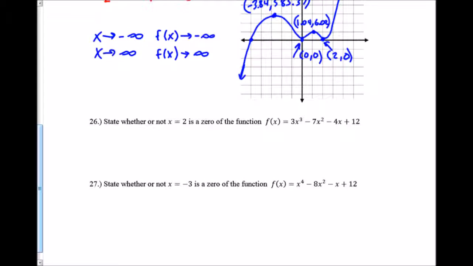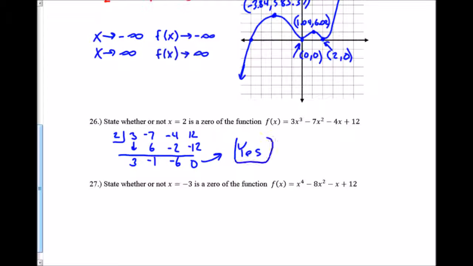This one just stating whether or not this is a 0 of the function, I can check it with synthetic division. I put the 2 in the box. I write down my coefficients, the 3, the -7, the -4, and the 12. I bring down the 3, I multiply, I add straight down, I multiply, I add straight down, I multiply, I add straight down. And I get a 0 here, which means, yes, this one is a 0 of the function. That's how I test it.